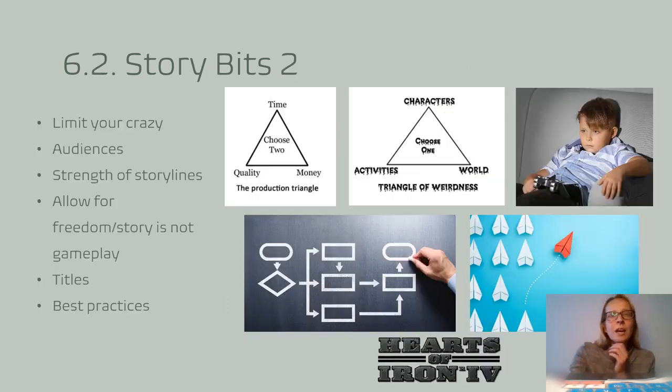All right, so now I just kind of want to add a little bit about story bits too. Some best practices or ideas to think of when you're thinking about developing stories. First one is Rogers draws inspiration from the production triangle, in which you get to pick two elements. If you're trying to produce something, you can have quality, time and money on a triangle, but you can only choose two. You can't have quality, time and money. You're going to have to suffer at one of those.